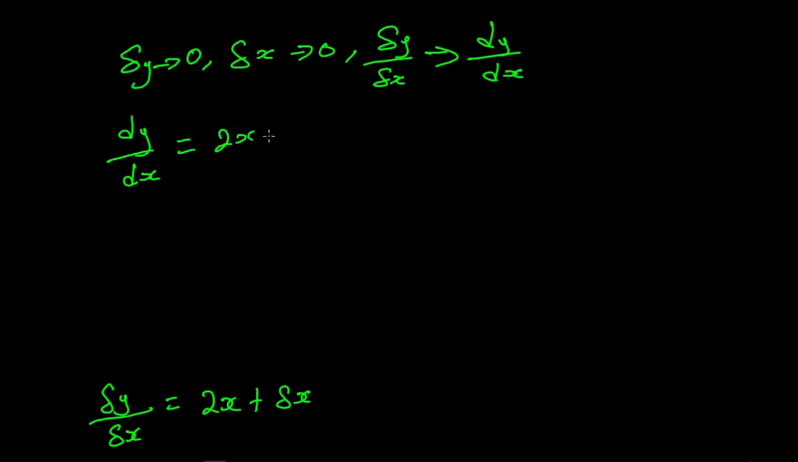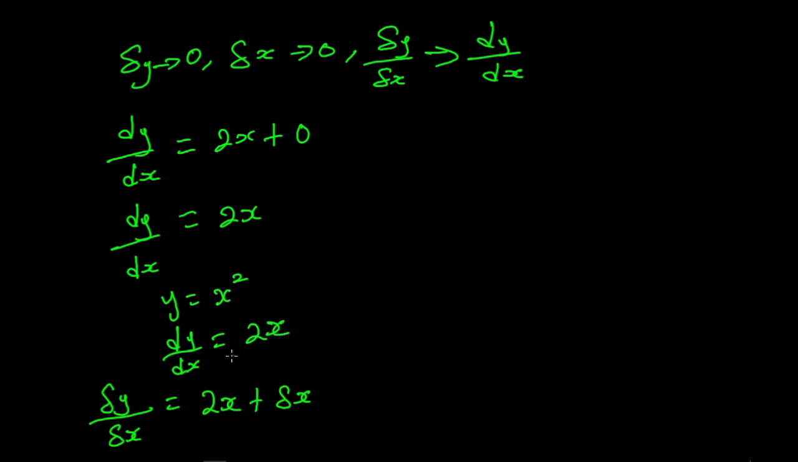So in that case, delta y over delta x, as it approaches dy over dx, is going to be 2x, and this delta x will also approach 0. That means this is going to be replaced with 0. Therefore, dy over dx is now equal to 2x. In that case, the derivative of the function y equals x squared is equal to 2x.